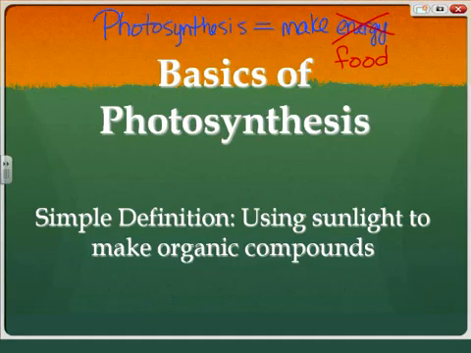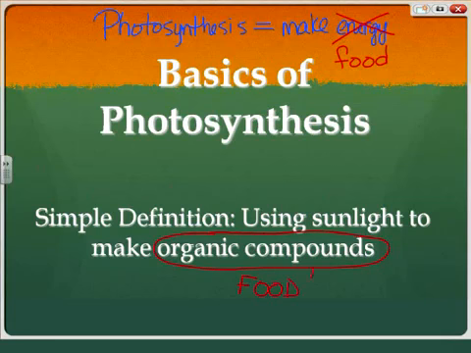If you look at our definition, it says it's using sunlight to make organic compounds. Those organic compounds are that food that we're talking about, and that food specifically is glucose. Remember, glucose is a carbohydrate. So photosynthesis is how a plant is going to use sunlight in order to make its own food.